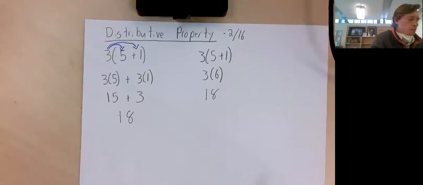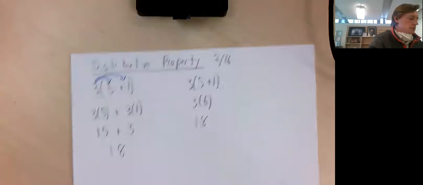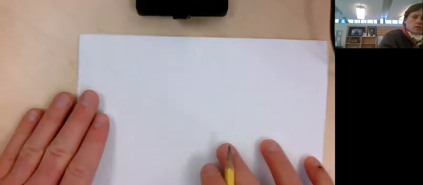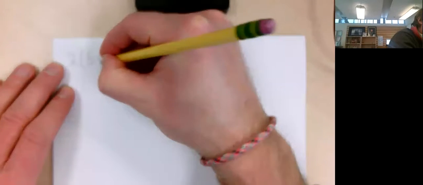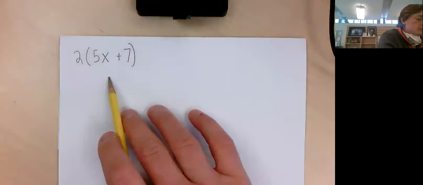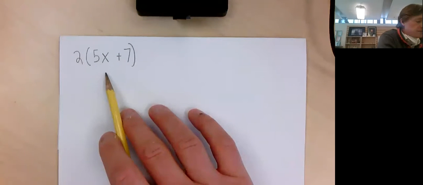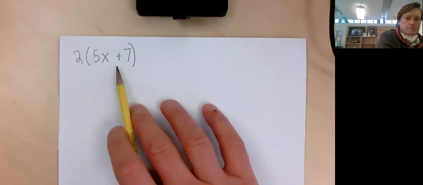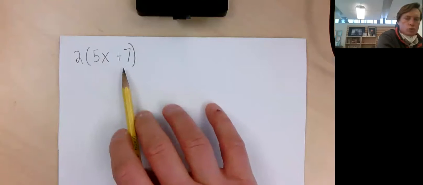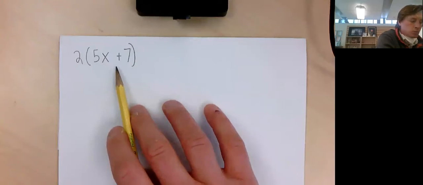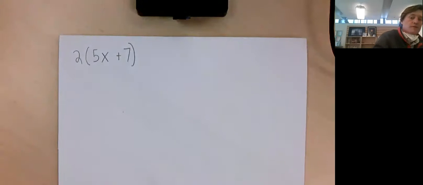Let's see what it looks like when we start to use some expressions. So we'll do 2 parentheses 5x plus 7. Now, the reason we use distributive property when we're starting to have x's and variables is parentheses tells us to do this first, but we don't know what that x is. So we cannot properly compute what's inside the parentheses. So instead, we're going to use distributive property to simplify this expression.